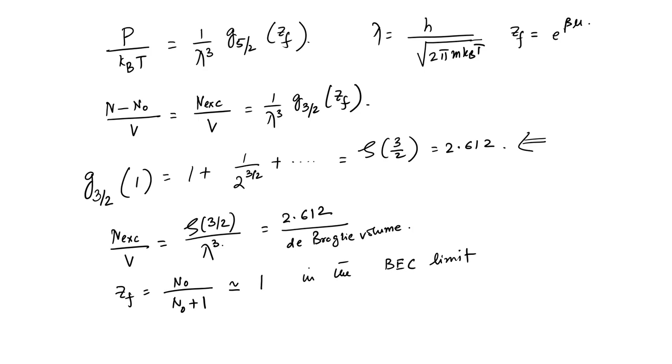Okay. Now, it is important to get the transition temperature. That is, below what temperature, and what does it depend upon, does the condensate form, that is, all these particles macroscopically occupy the ground state of the system. So, that is the transition temperature of the system, above which there is no BEC, below which there is BEC.